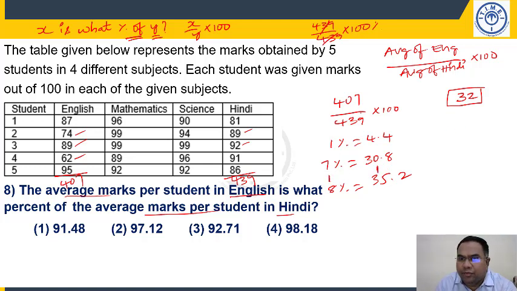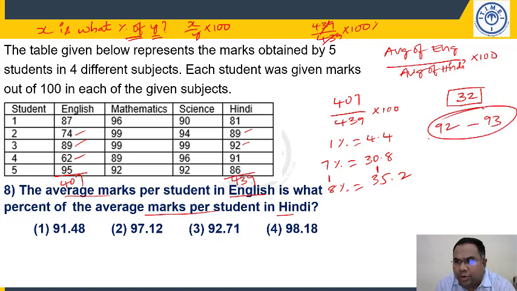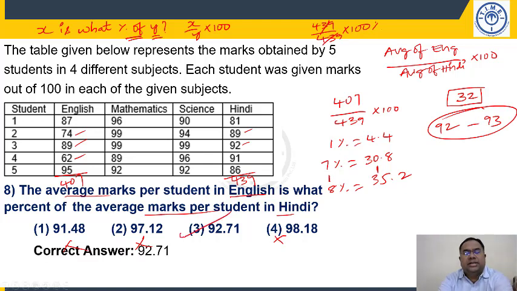So from 100, 439 by 439 is 100%. If I am reducing 7 to 8%, if I remove 8, 100 minus 8 is 92, 100 minus 7 is 93. My answer should be between 92 and 93. Between 92 and 93, I have only one option here, choice 3. So 92.71 is my correct answer.